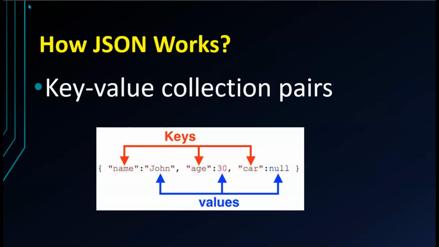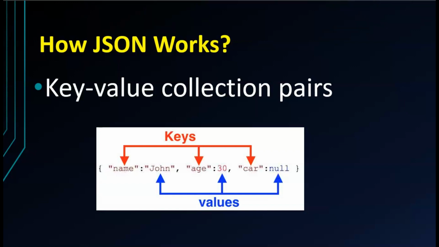How does JSON work? JSON works with key-value pairs. In this picture, we can see an example of that. We can see all the keys on the left side and all the values on the right side. All of them are separated with a comma.